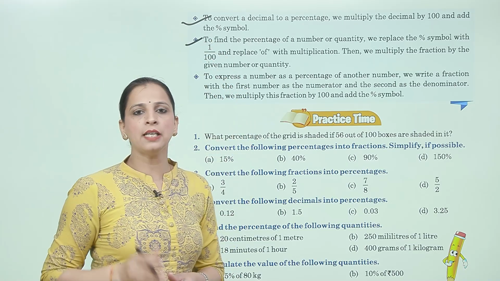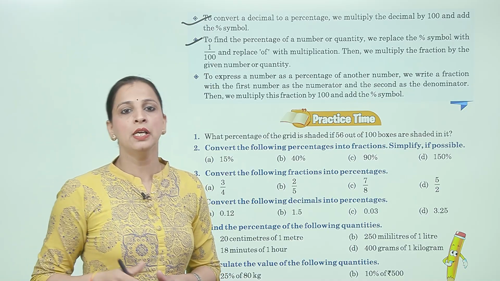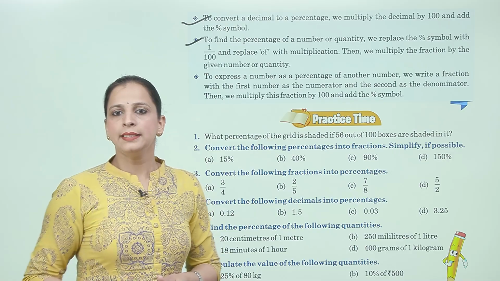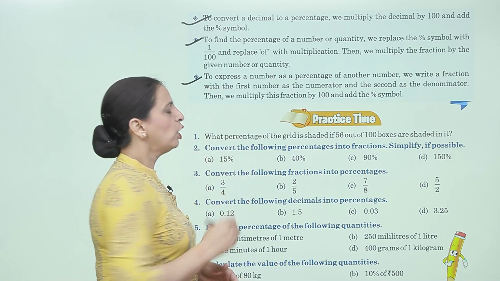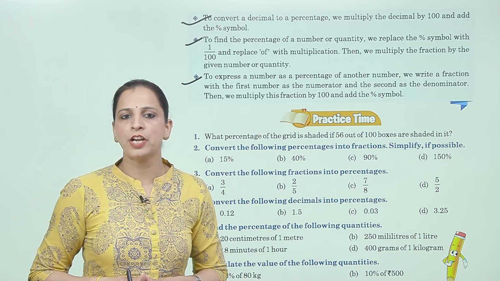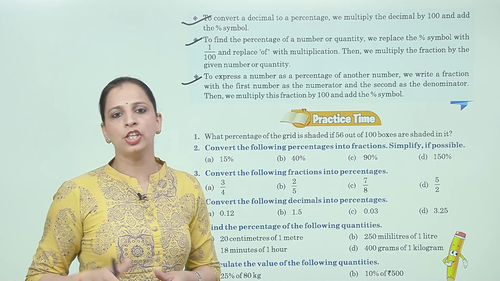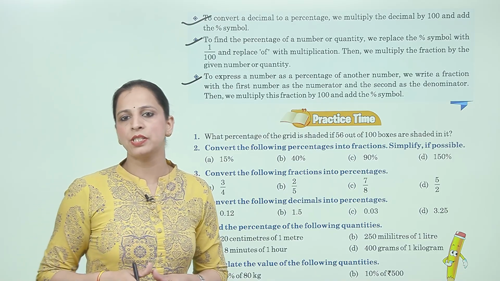Next, to find the percentage of a number or quantity, we replace the percentage symbol with 1 upon 100 and replace of with multiplication. Then we multiply the fraction by the given number or quantity. Next, to express a number as a percentage of another number, we write a fraction with the first number as the numerator and the second as the denominator. Then we multiply this fraction by 100 and add the percentage symbol.